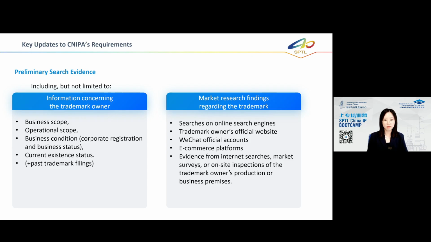According to the updated requirements, preliminary evidence may include corporate information about the registrant, such as business scope, current registration, and business status, existence of the corporate, as well as past trademark filings under the corporate name. The preliminary evidence also includes market search findings regarding the trademark, such as searches conducted on online search engines, the trademark owner's official website, WeChat accounts, or e-commerce platforms, search results of market surveys, or on-site inspections of the trademark owner's business premises.